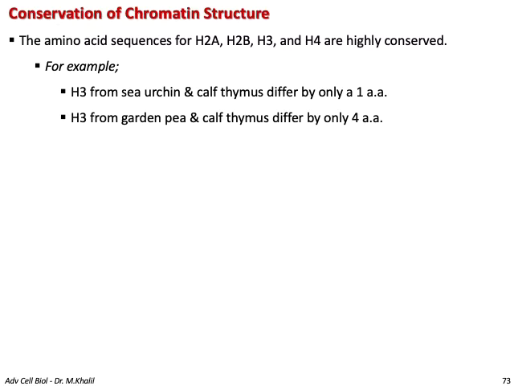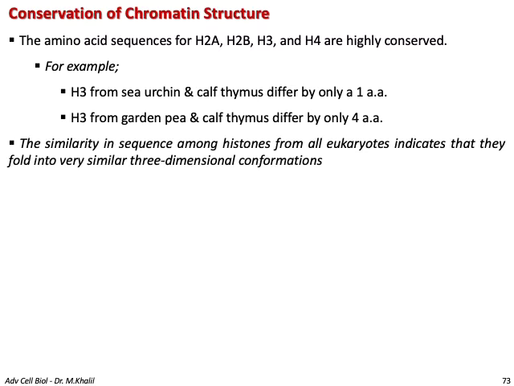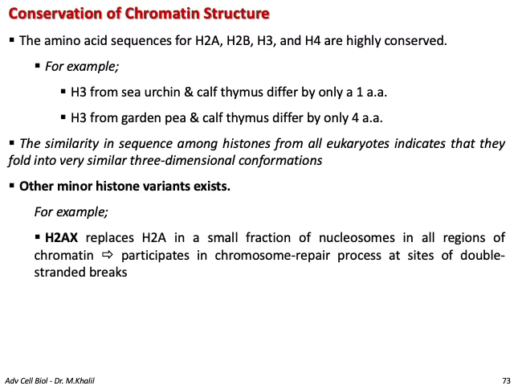What is the conservation of chromatin structure? The amino acid sequences of the histones are highly conserved. For example, histone 3 from the sea urchin and calf thymus differ by only one amino acid, while histone 3 of the garden pea and calf thymus differ by only 4 amino acids. The similarity in sequence among histones from all eukaryotes indicates that they fold into very similar three-dimensional conformations. Other minor histone variants exist.